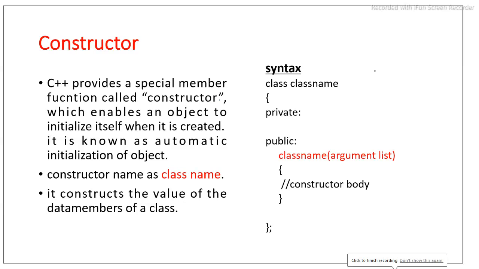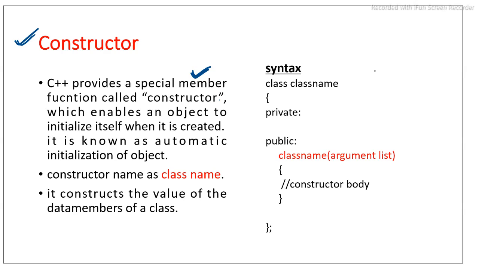In this lecture of object-oriented programming with C++, today we are going to discuss a very important topic, that is constructor. C++ provides a special function called constructor. So constructor is a special member function which enables an object to initialize itself when it is created.